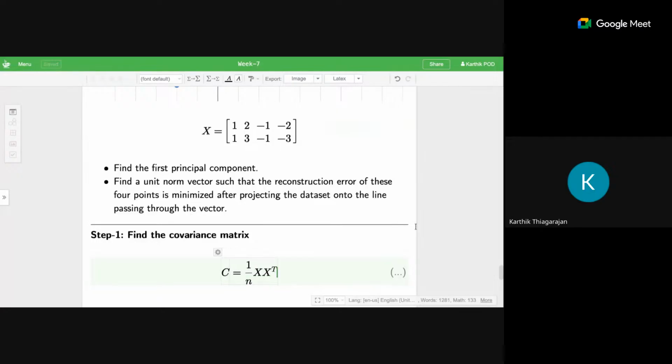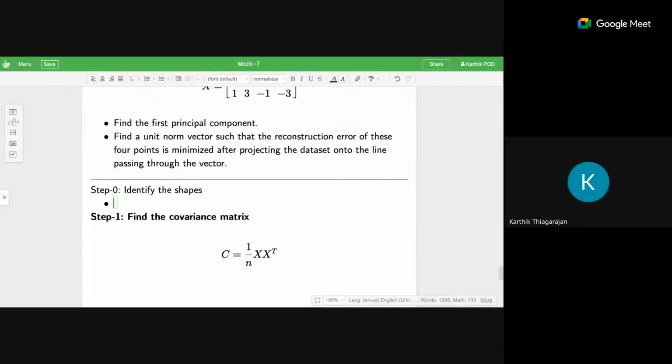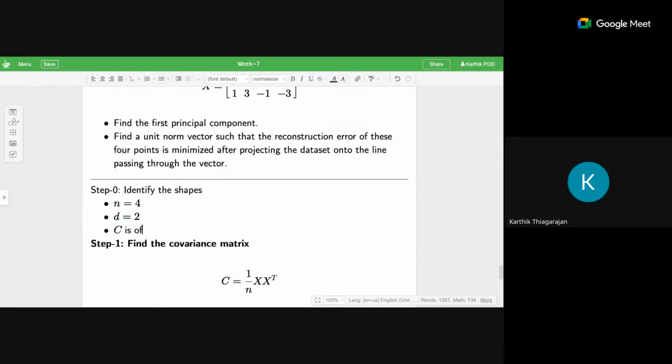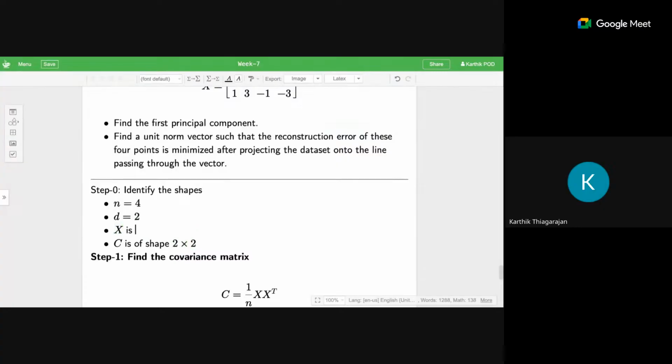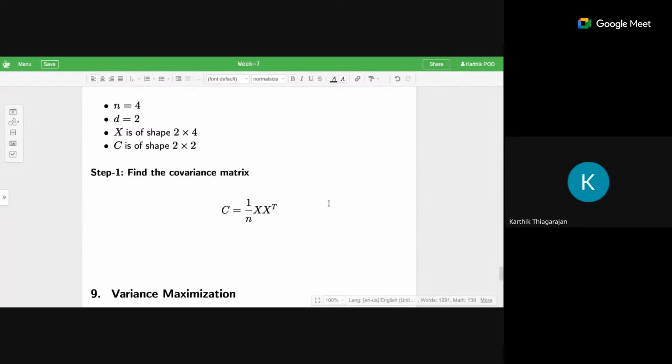So maybe step 0 I would add as: identify the shapes. So you have n equal to 4, d equal to 2. So C is of shape 2 cross 2, and X is given as d cross n, so it's 2 cross 4. Okay, so these are the shapes involved. So step 0, if you really want a step like that. Step 1 is find the covariance matrix, right?